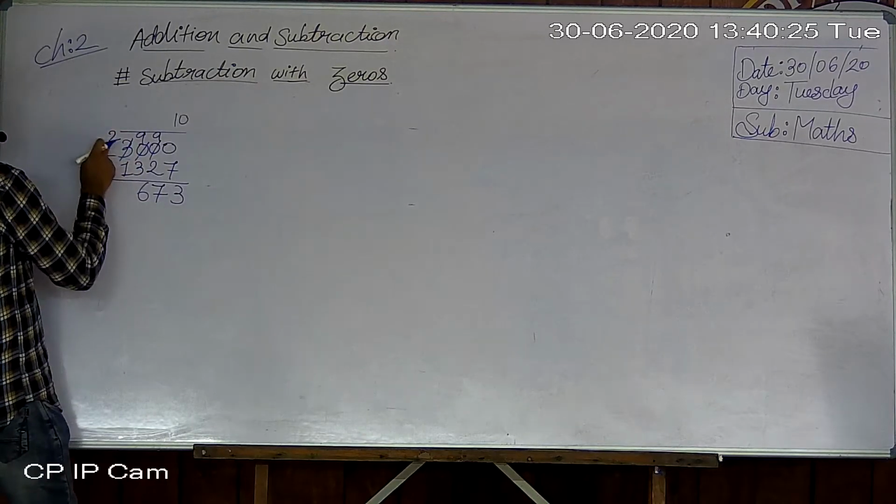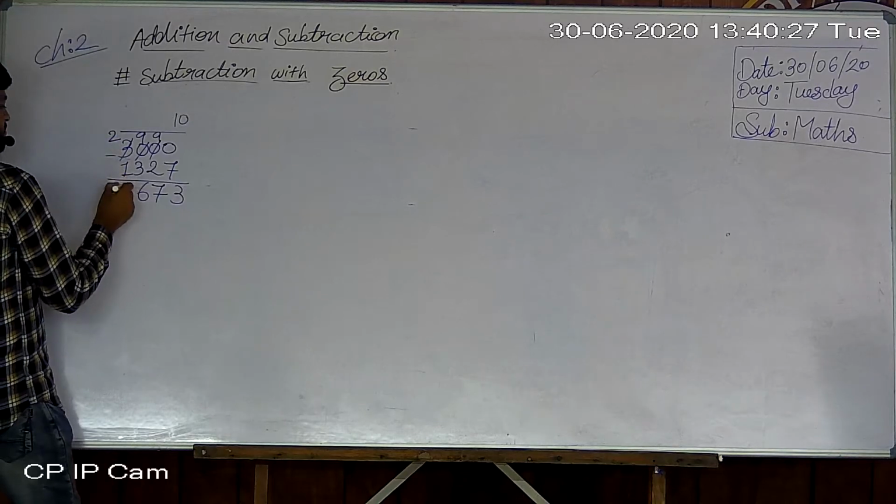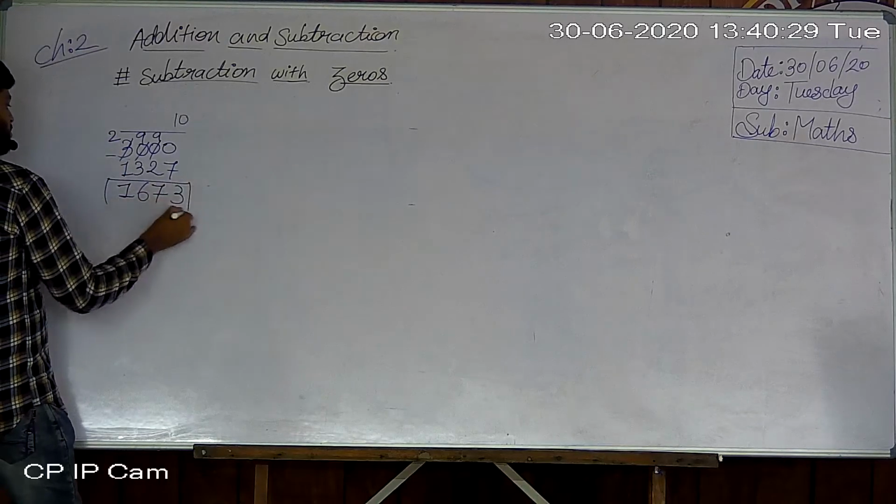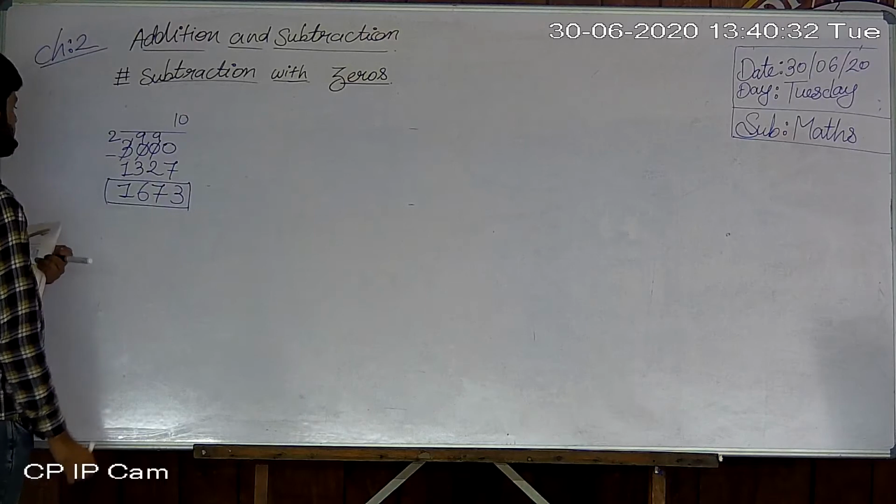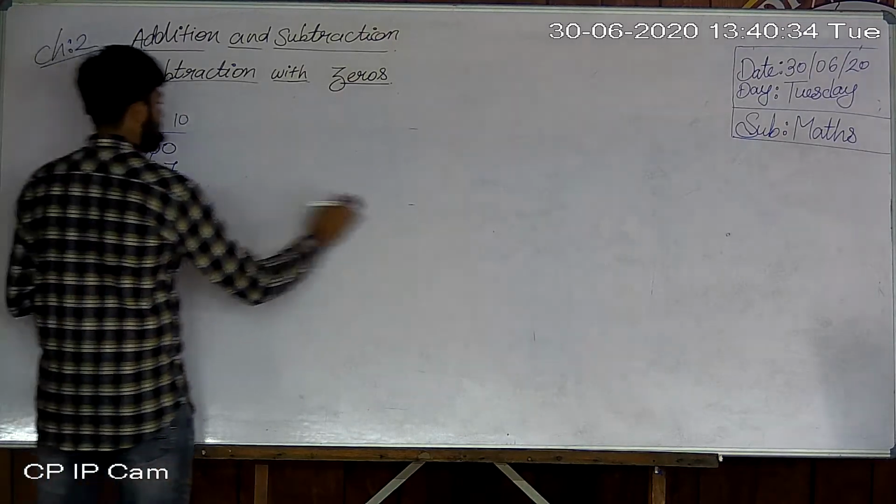Cut this digit, I am cutting this digit. Then 2 minus 1, so 1. Okay, so what is the answer? 1673.